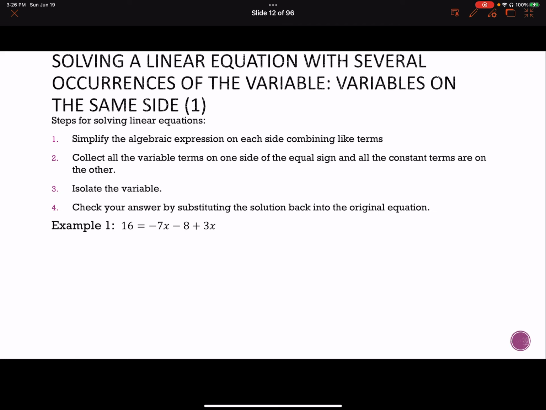Third, we isolate the variable. Remember, I have this joke, we like our x's lonely. We want to isolate our variable. And then we check our answer by substituting the solution back into the original equation. So we're going to do two examples.